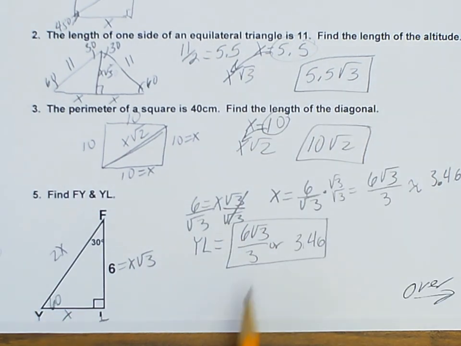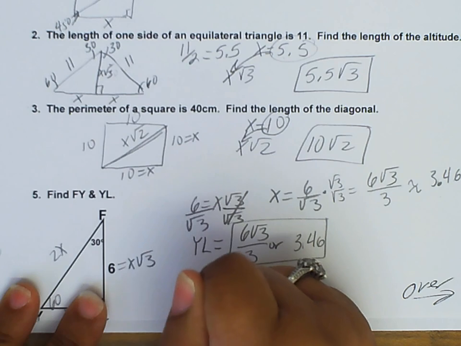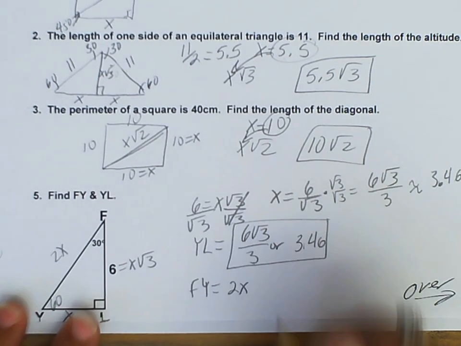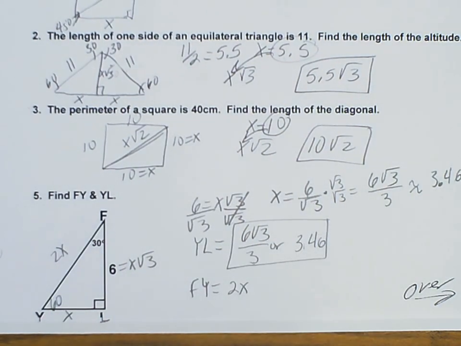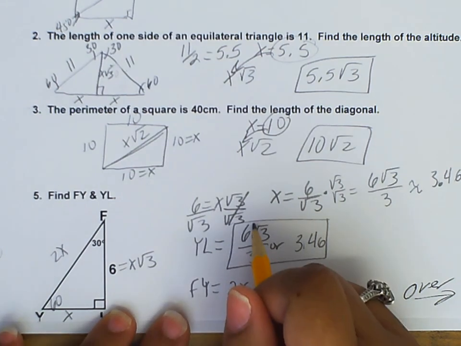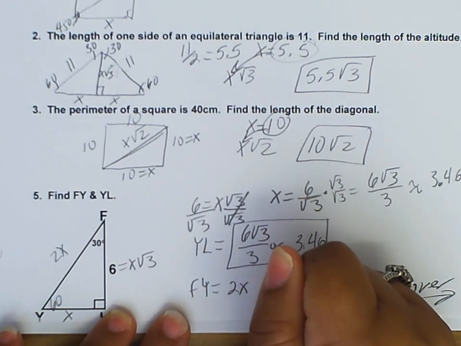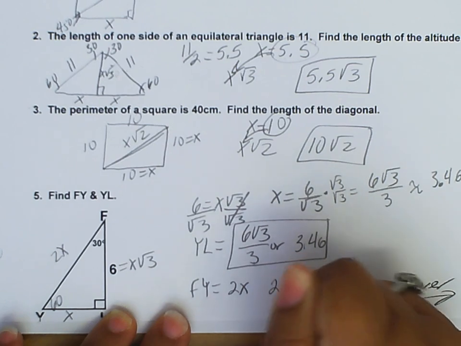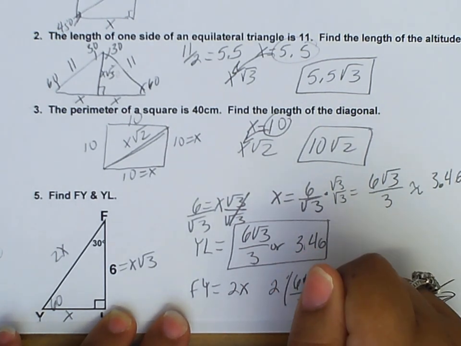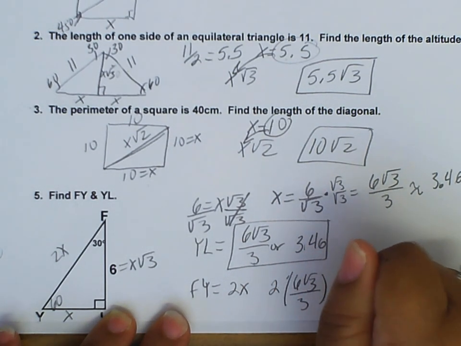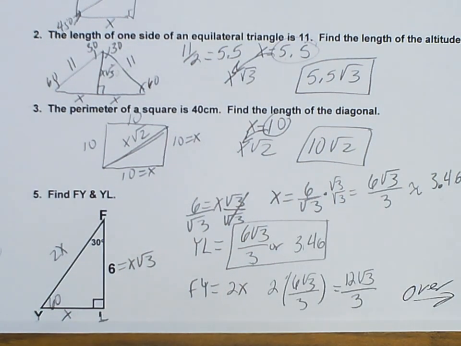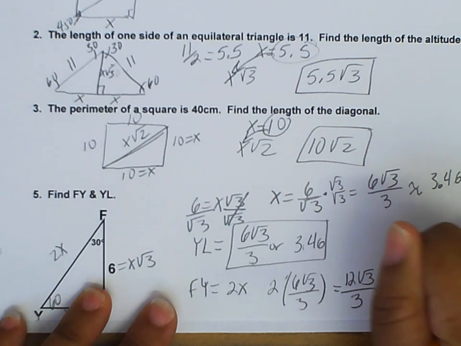Okay? I really would like you guys to try to leave it in radical, because that's a skill that you do need. So let's look for the next one, which is going to be FY. FY rule is 2x. Okay? So you're just going to take the 2 and times it with that. Which gives 2 times 6 is 12. So the answer will be 12 radical 3 over 3. And again, if you didn't want the fraction, it converts to about 4.